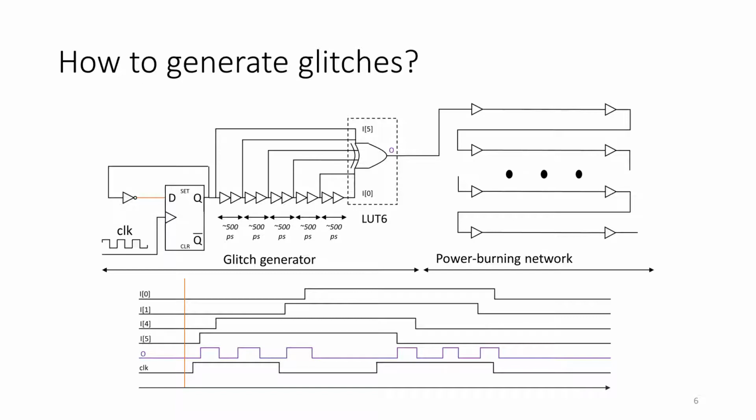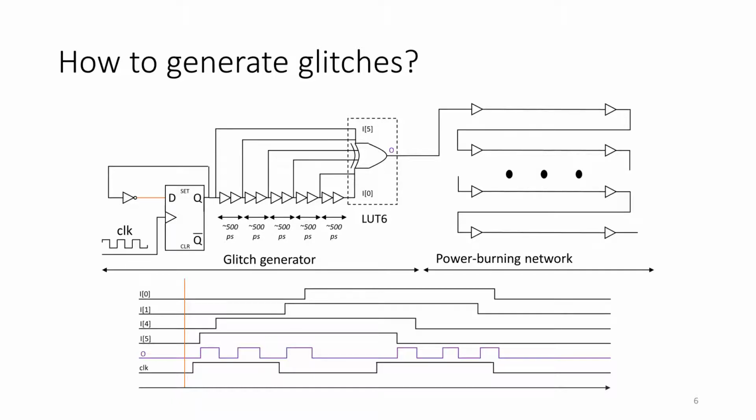The design consists of two elements. On the left, we can see a glitch generator which has a toggling flip-flop sending a single signal to a lookup table. That single signal arrives at the different inputs of the lookup table at different times, which causes it to glitch, as we will see soon. On the right-hand side, you can see a simple power-burning network, which can be constructed out of any leftover routing wires. This will be the main part of the design, drawing a lot of power.